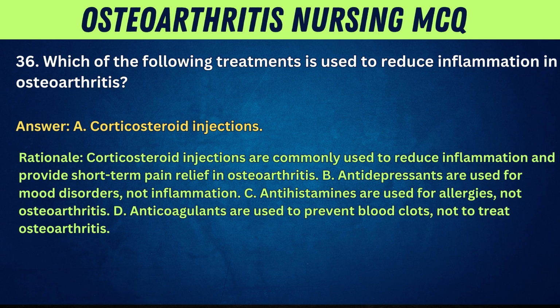B. Antidepressants are used for mood disorders, not inflammation. C. Antihistamines are used for allergies, not osteoarthritis. D. Anticoagulants are used to prevent blood clots, not to treat osteoarthritis.